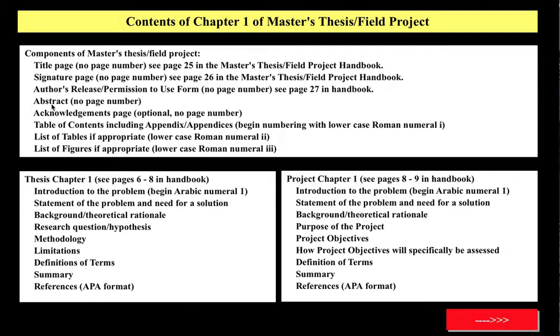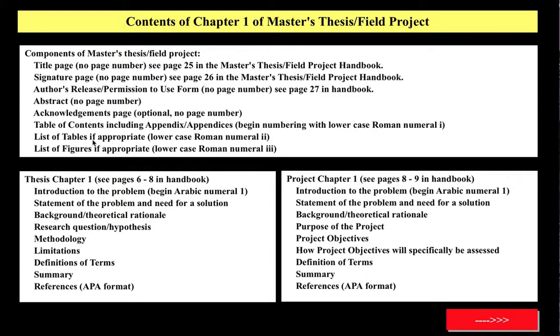So you can, in your document, put a blank page, put abstract up in the top middle, and then leave it blank. You have a page for acknowledgments, and this is optional. If you want to do an acknowledgment, you can put that in. Then you'll have a page for table of contents, and including any appendix or appendices you might have. And here you will begin numbering with lowercase Roman numerals. I is number 1, II is number 2, and so on.